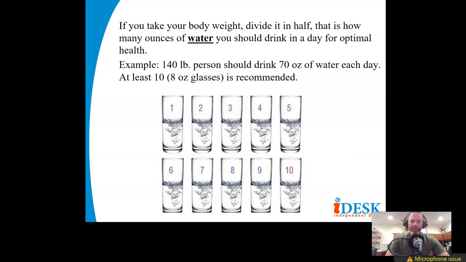If you take your body weight, divide it in half, that is how many ounces of water you should drink in a day for optimal health. So, for example, a person who weighs 140 pounds should drink 70 ounces of water each day, which is at least 10 8-ounce glasses, which you've got to remember, 8 ounces is not like your typical bottle. If you're drinking a typical bottle of water, those typically come in 16-ounce bottles. So you'd want to drink about 5 of those a day if you were 140 pounds.